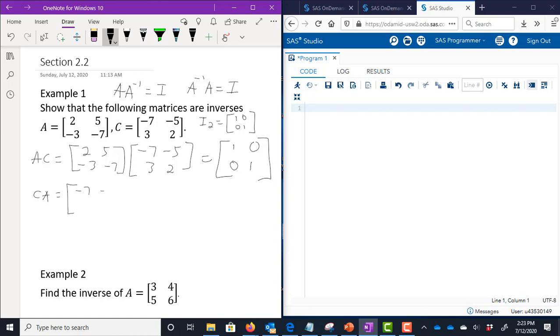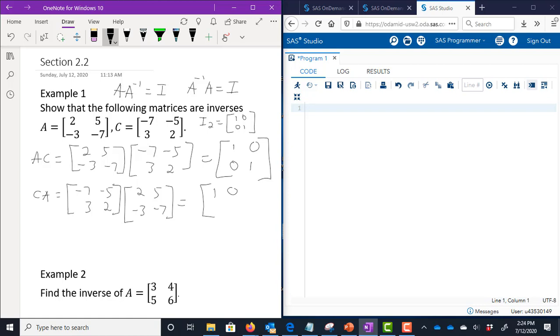So negative 7, negative 5, 3, 2, times 2, 5, negative 3, negative 7. Again, we want the 2 by 2 identity matrix if these are indeed inverses. Negative 7 times 2 is negative 14, plus negative 5 times negative 3, which is positive 15. Negative 14 plus 15 gives us a value of 1. Negative 7 times 5 is negative 35, plus negative 5 times negative 7 is positive 35. Adding those two gives us a 0.